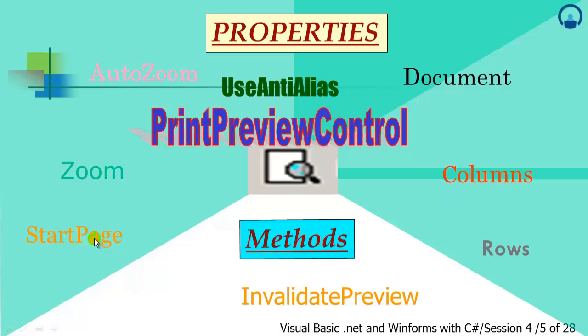StartPage. This property indicates the page number of the upper left page. Columns. This property is used to specify the number of pages that will be displayed horizontally across the screen. Rows. This property is used to specify the number of pages that will be displayed vertically down the screen. Coming to methods, we have InvalidatePreview. This method is used to refresh the preview of the document.